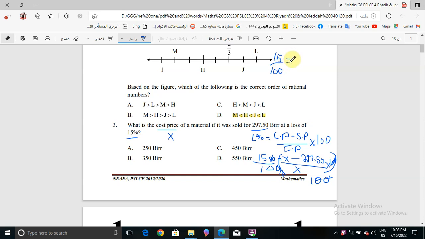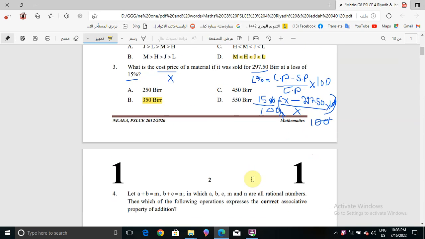is equal to X minus 297.50 over X. Then cross-multiply. After cross-multiplying you will get the answer, which will be 350 bar. 350 bar will be the value of X. After finding the value of X you will get 350 bar.